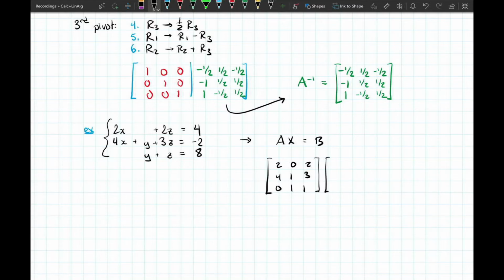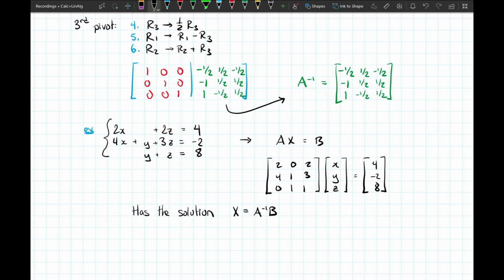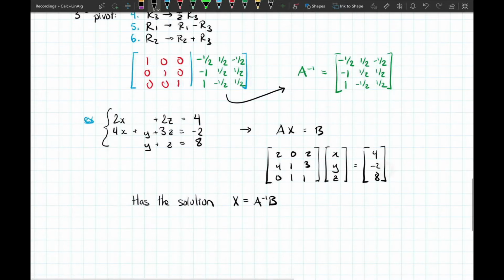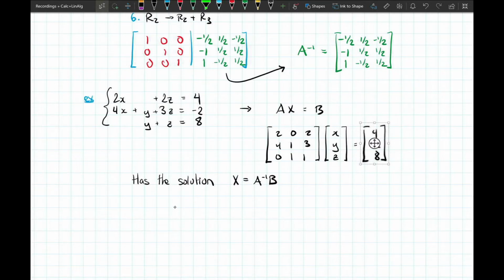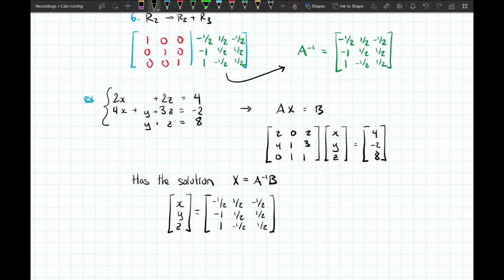X is a column vector of the three unknowns, x, y, and z, and b is also a column vector of the three constants, 2, -4, 8. But because we know that A is invertible, this has the solution x equals A inverse b. So we can just use the inverse of A that we've just found and solve for x, y, and z. X, y, z is going to be equal to the inverse of A times b. And using some matrix multiplication, we can come up with the solution. And this gives the solution -7, -1, 9.